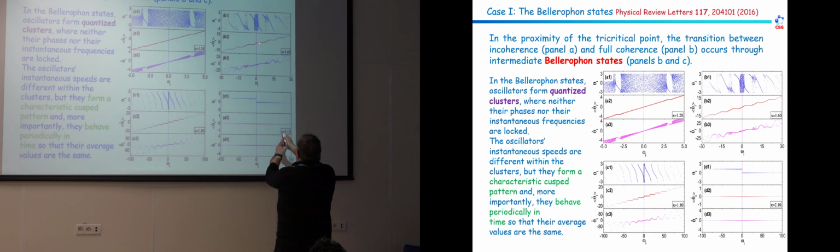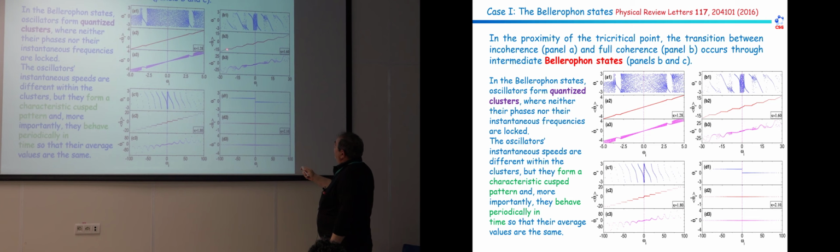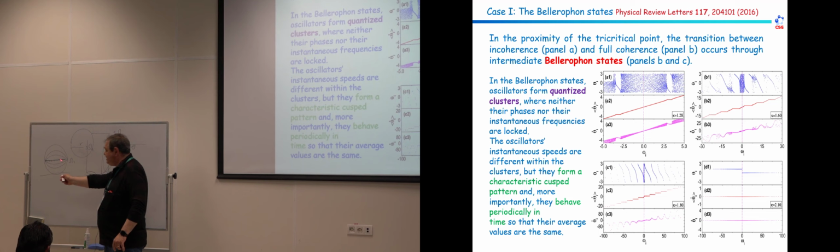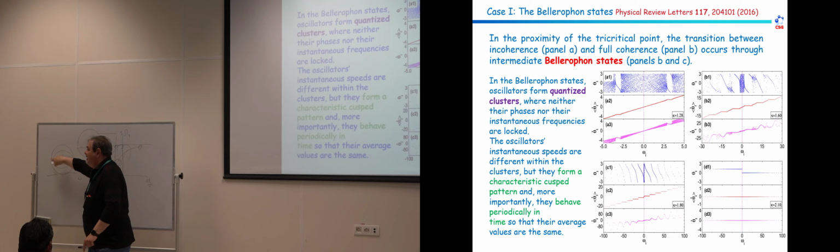elements of this cluster, they have a constant average frequency. But their instantaneous frequency is not constant. Look here, which is probably better. You have many of such clusters. Inside the cluster, you have a cusped situation, exactly what I depicted here. The instantaneous frequencies are cusped. But this is a snapshot. If I take the next snapshot, the cusp will be this, then this, then this, then this.